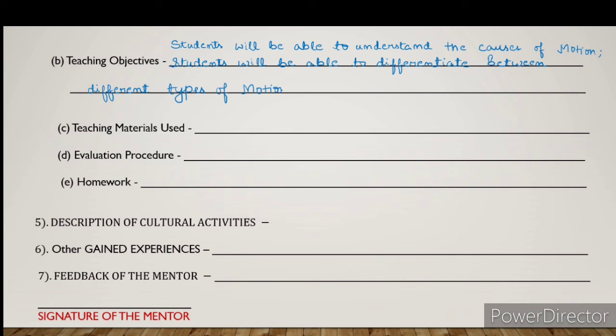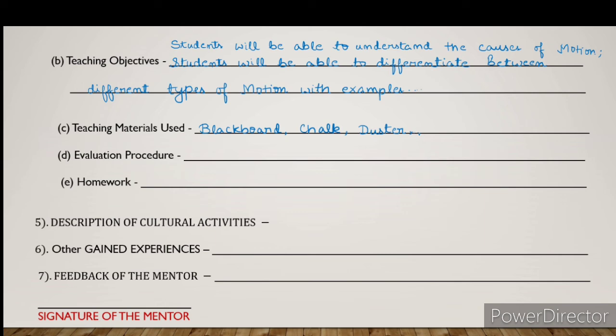The next point is teaching materials used. What are the materials that you are going to use while conducting the classes? Teaching materials used, or this can be teaching aids used. First is blackboard. We are going to use the blackboard. Then chalk, duster. If you are using a chart paper, you can mention chart paper also.